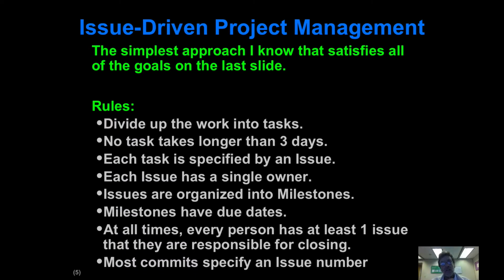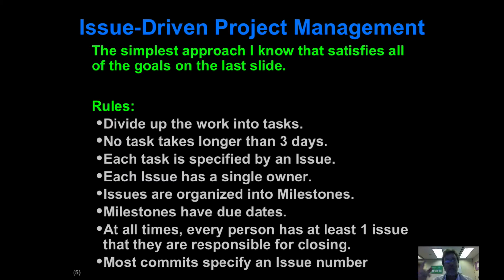Then you partition the project into a sequence of milestones. And milestones are simply a due date and a set of issues or tasks that should be completed in order for that milestone to be considered completed. Okay, all milestones should have a due date. And then at all times, every person has at least one issue, preferably 2 issues, that they are the owner of, and then they're responsible for closing.